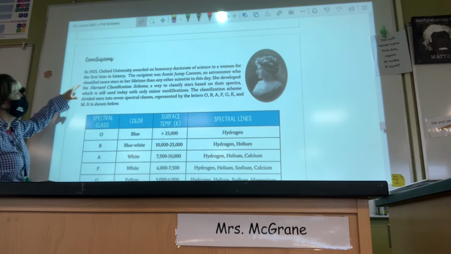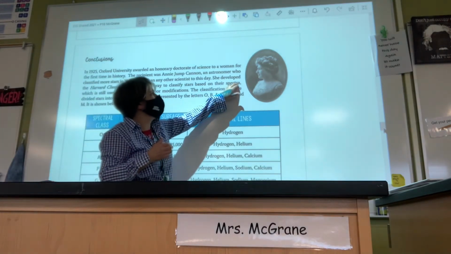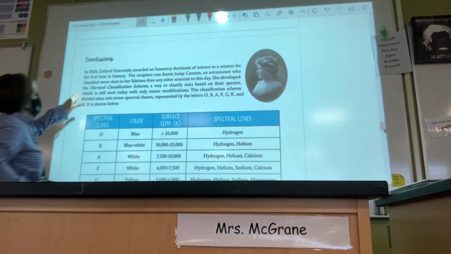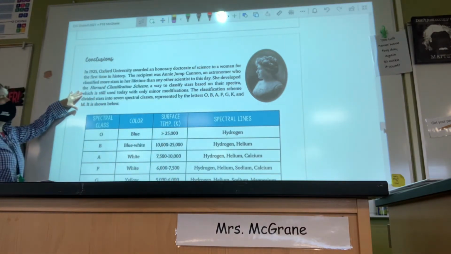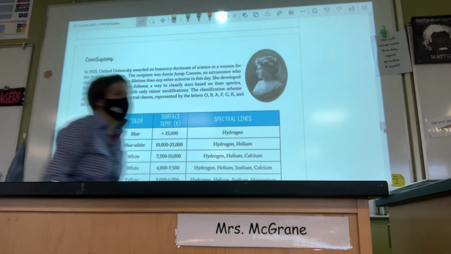She developed what's called the Harvard Classification Scheme. It's a way to classify stars based on their spectra, or range of light energies. We still use this today with only minor modifications. The classification scheme divides stars into 7 spectral classes, represented by these letters. I do not know why she uses those letters.